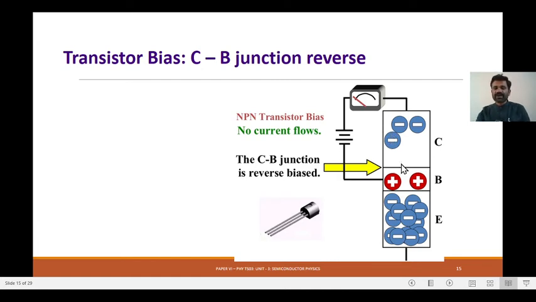Because of reverse bias, the depletion region will get enhanced. Because of the increased depletion region, the resistance offered for the flow of current is large, hence practically no current will flow. Whatever current you are getting is because of minority charge carriers only.